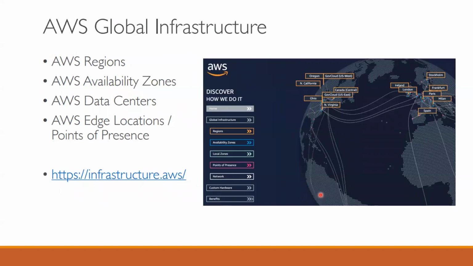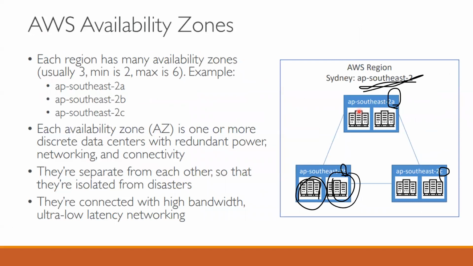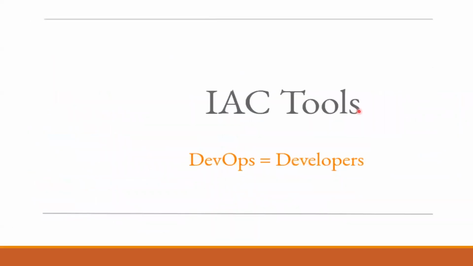AWS is a global infrastructure: region-based, with availability zones, data centers and edge locations. A region is this. We will show it in the class, guys. In the availability zone, data centers will be there. And then points of presence.